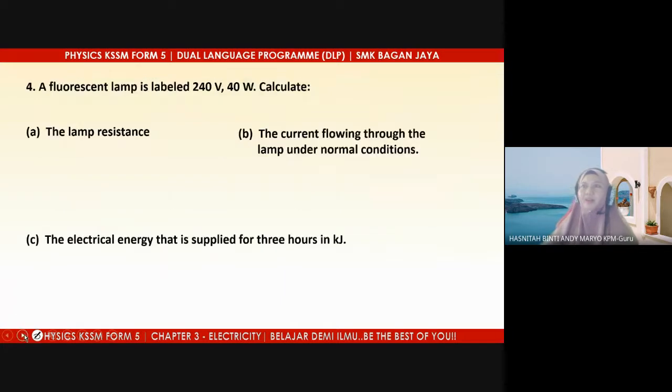Here we go a bit fast. Number 4. Now we have a fluorescent lamp with this label. So what do you understand from this label, everyone? Can you explain what this label means? 240 volt, 40 watt. What does it mean?